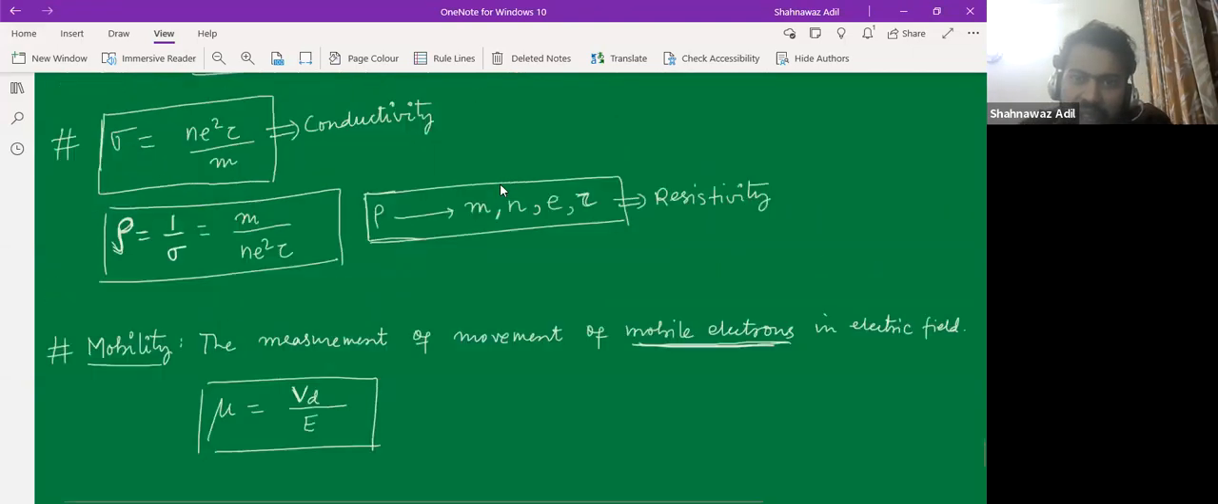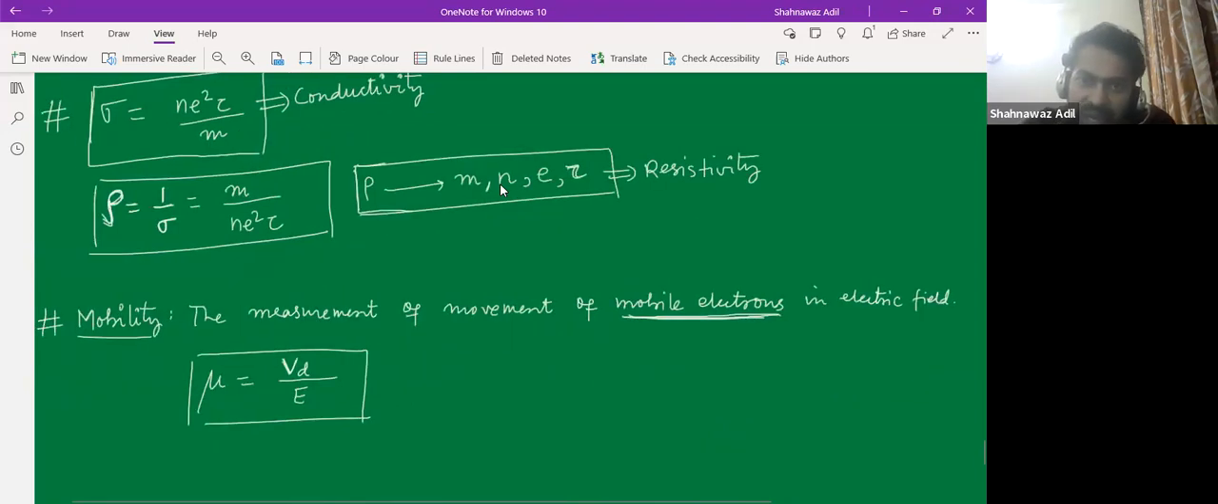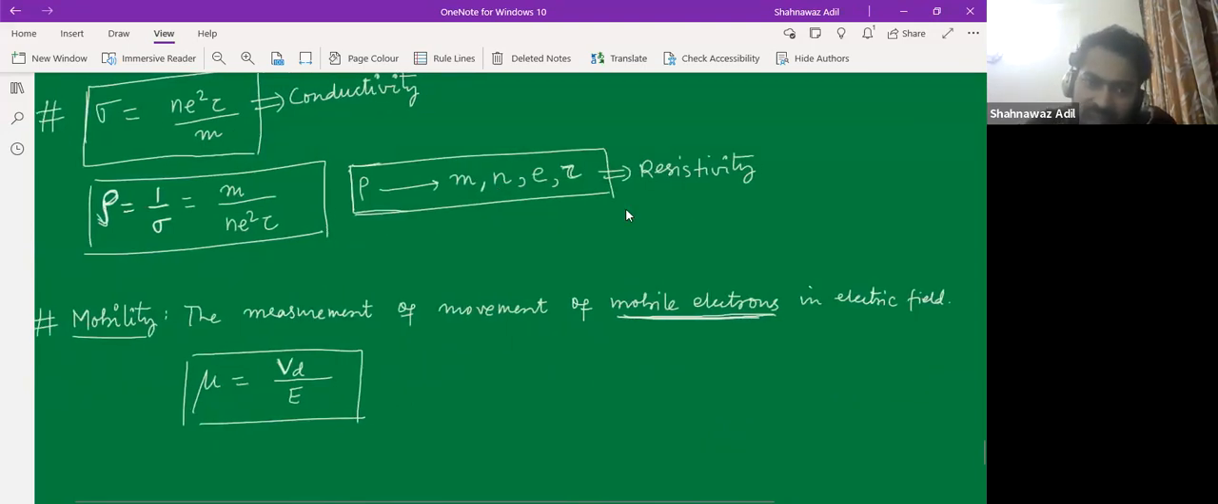So you guys, in the meanwhile, please note it down. If we have conductivity, we have resistivity, and we have mobility. These are three quantities, right? So please remember these. Let me also solve this thing. Vd is how much? That is mu E.